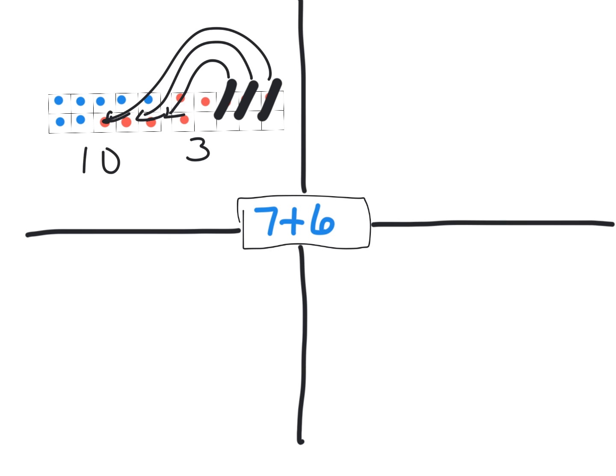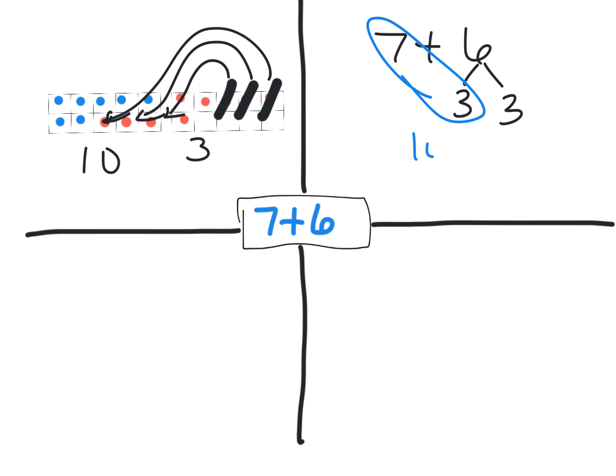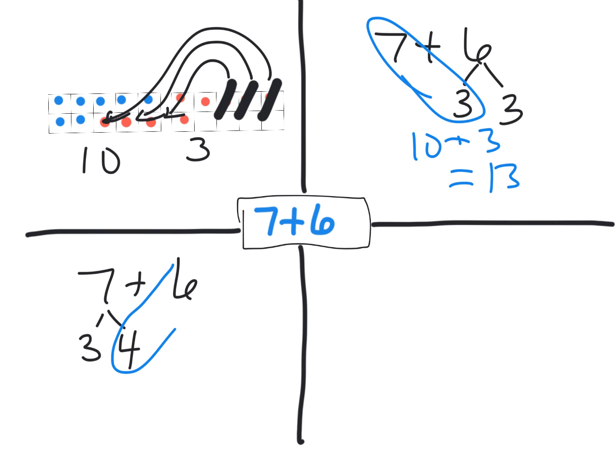That's one method. Another method, a student might say, well, I started with 7 plus 6, and I decomposed the 6 in order to make a 10. So now we have 10 plus 3, which is 13. Another student might start with 7 plus 6 and decompose the 7 and change it to 3 plus 4. And now we have a 10. So now we have 3 plus 10 is 13.